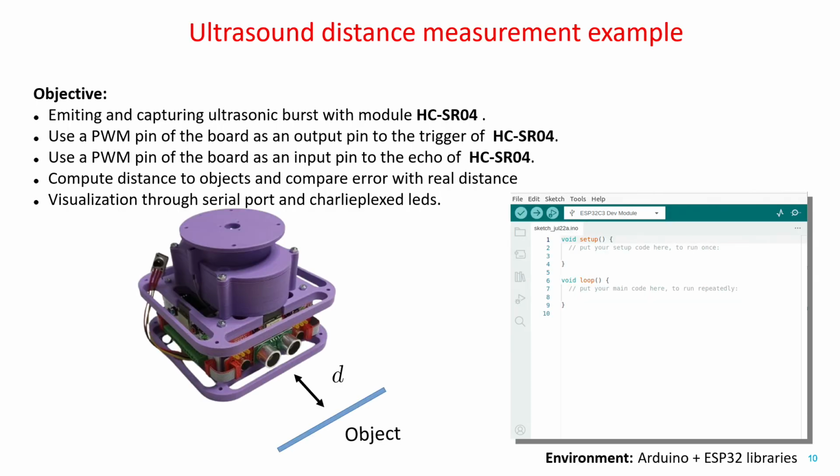Moving on to the practical example, our objective is to measure distance using the HC-SR04. The module is interfaced with an ESP32. A PWM output pin is used to send a trigger pulse, while another pin listens for the echo. The code continuously reads the echo pulse width, computes the distance using the speed of sound, and visualizes the distance both via serial output and through a Charlieplexing-based LED display.